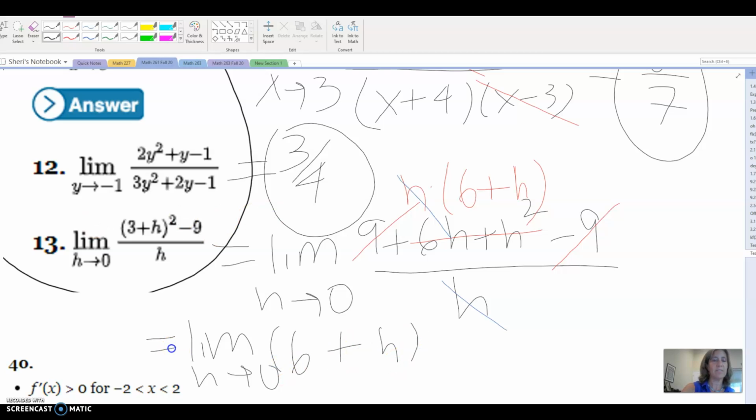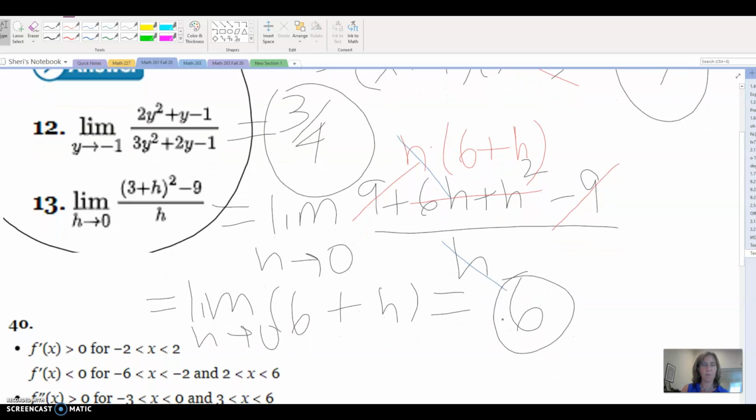So I have now succeeded in simplifying my original function to something much simpler that is continuous at 0. So now I'm going to drop the limit because I'm evaluating it. When I plug in 0 for h, I get 6. So the limit of this function is going to be equal to 6.